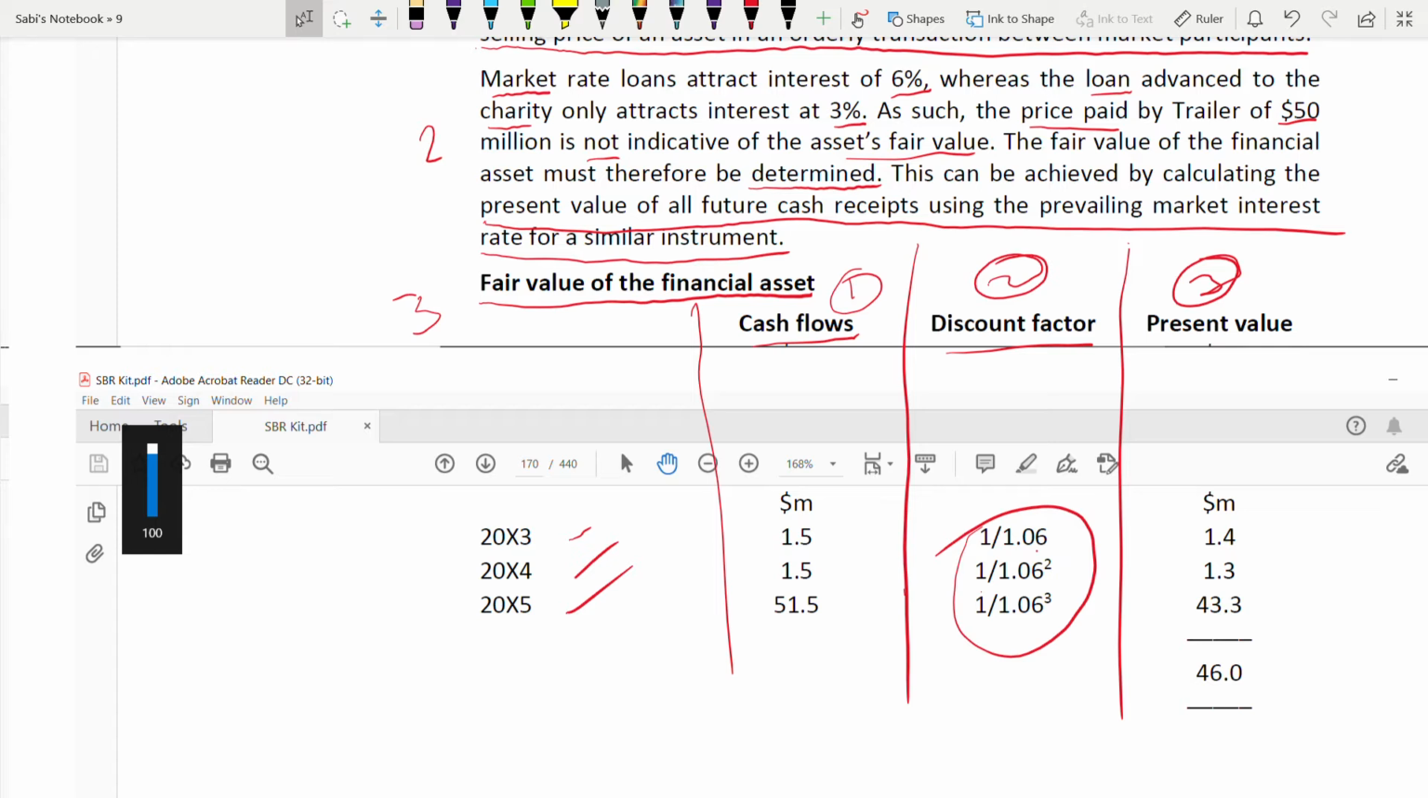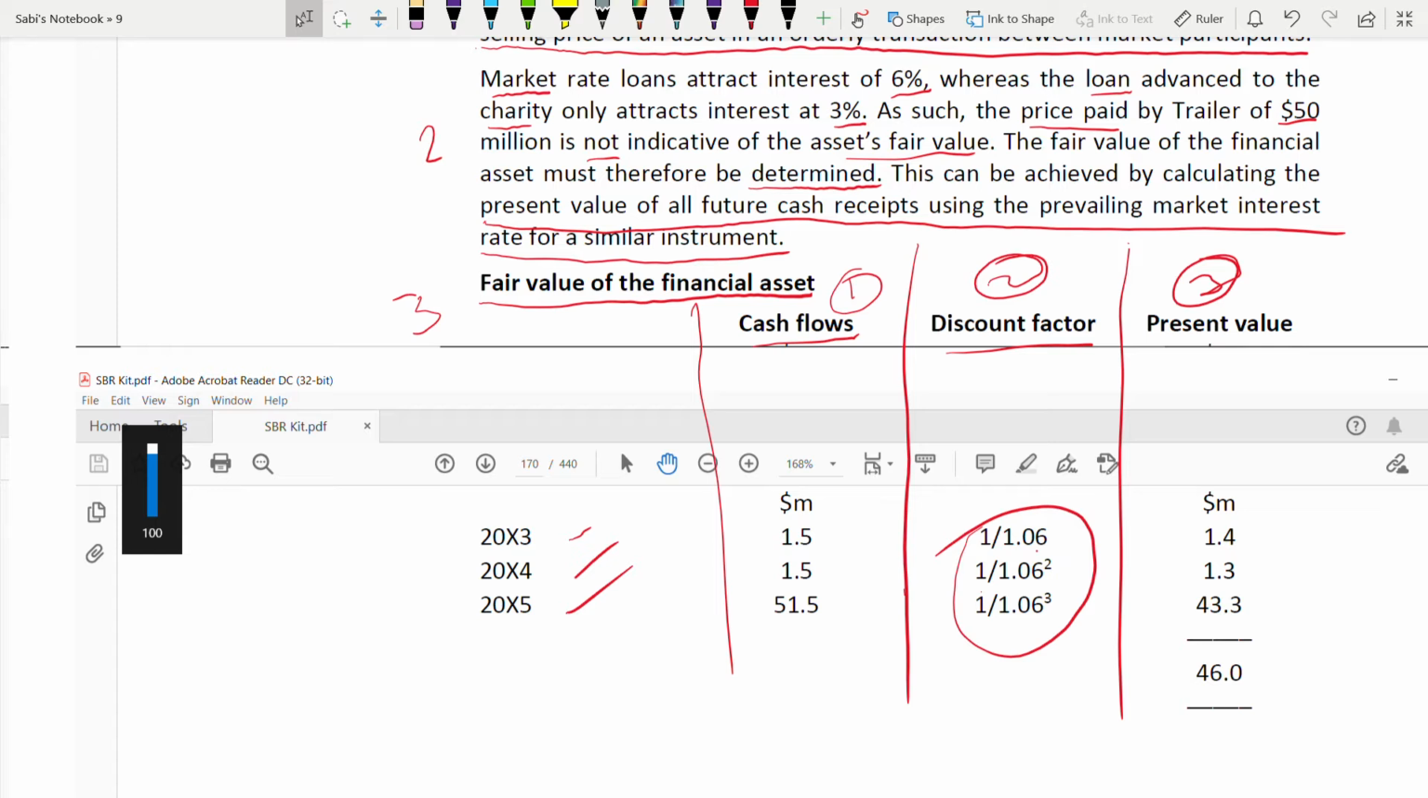So this is the way: 1 divided by 1 plus the interest rate, 1 divided by 1 plus the interest rate to the power 2 for the second year, 1 divided by 1 plus the interest rate to the power 3 for the third year. This is how you calculate any discount factor. This is 6%, so 1.06. If it was 4%, it would be 1.04. It's always 1 divided by 1 plus the interest rate to the power of the number of years. That's the formula for the discount factor.